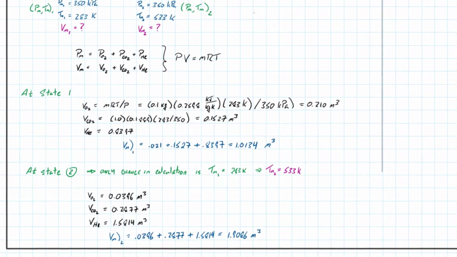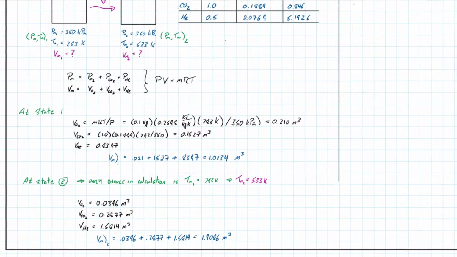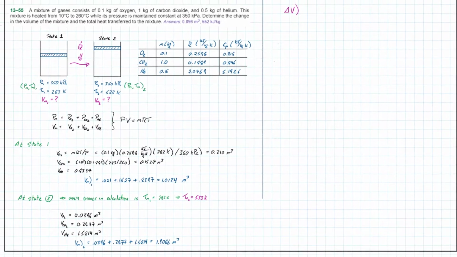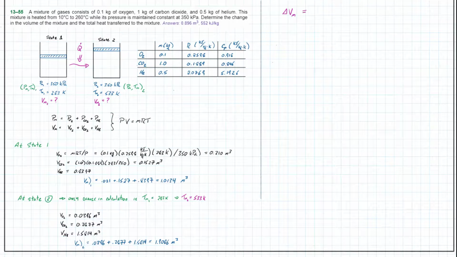And then the first question asks us for the change in the volume of the mixture, so I can just write that up here, that the delta V of the mixture will equal the volume of the mixture at 2 minus the volume of the mixture at 1, which equals 1.9086 minus 1.0134, which will equal 0.896, which is the answer indicated in the problem statement.